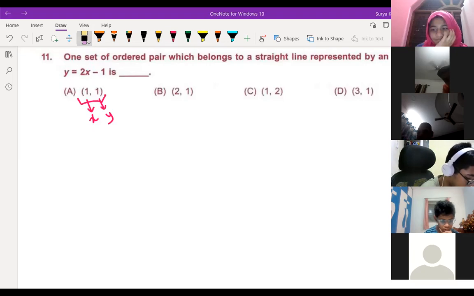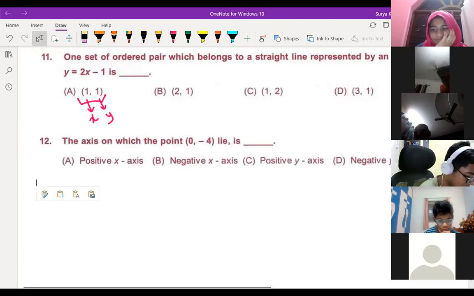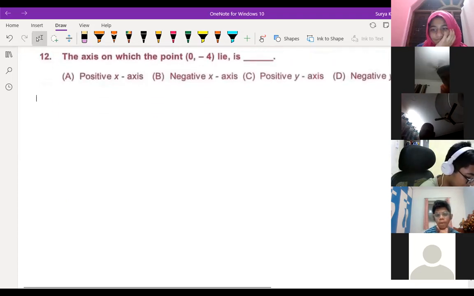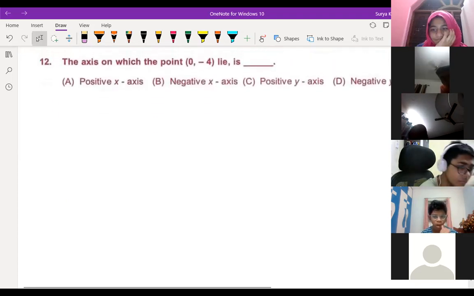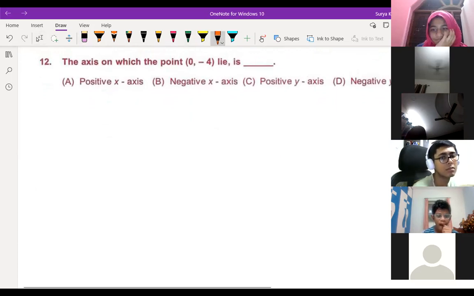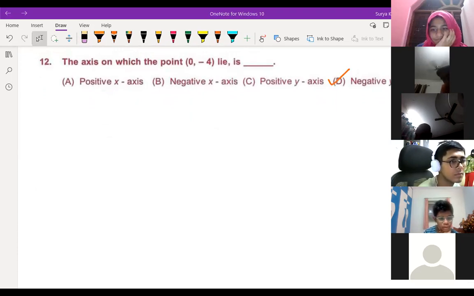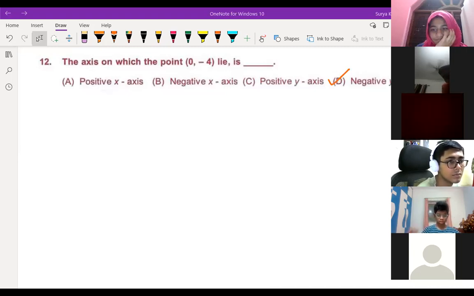Next, the axis on which... see the question here on the board only. So negative y-axis. Option D, (0, -4). The minus is your y, right? Negative y, Y-axis. Yes, sir. Nishant, is it clear to you what we are discussing over here? Yes, sir. Okay.